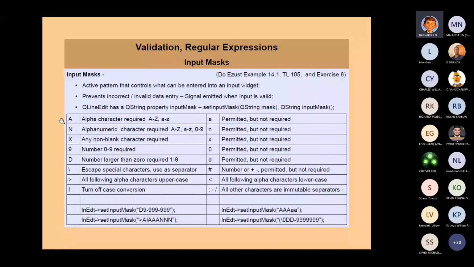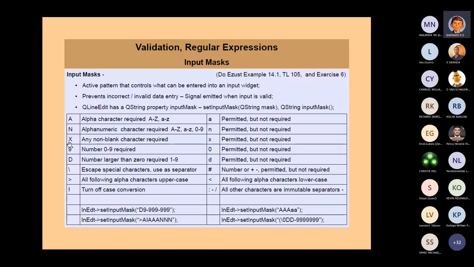Okay, so what do you use for input masks? A capital A means that an alphabetical character is required, which can be capital A to Z or lowercase a to z. If you use a lowercase a, it means that an alphabetic character is permitted, but it's not required, so it's optional. So you must know the difference for all of these, the difference between the capital letter and the lowercase letters. Capital N then is an alphanumeric character, required. I emphasize the required. It can be any alphabetic character, up or lowercase, plus the digits 0 to 9. Then a lowercase n, the same content, but it's permitted but not required.